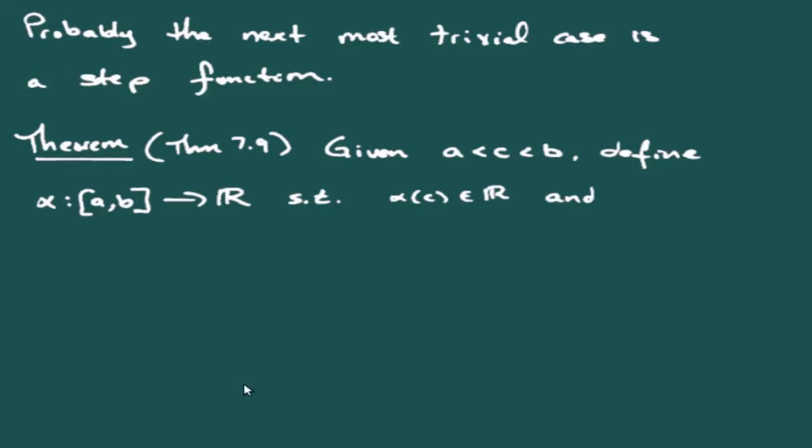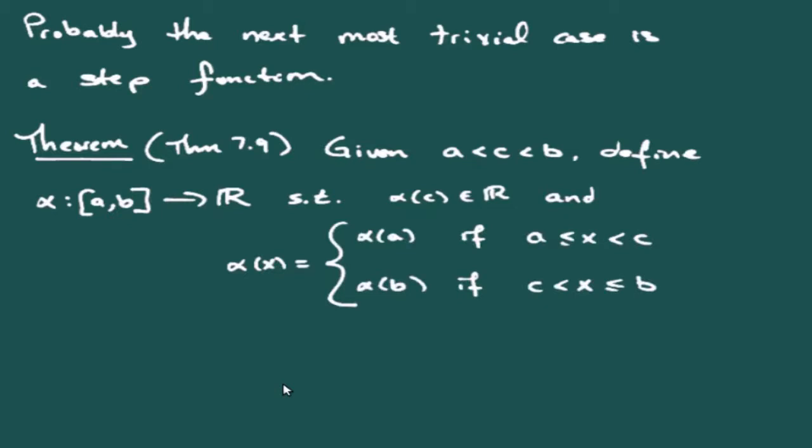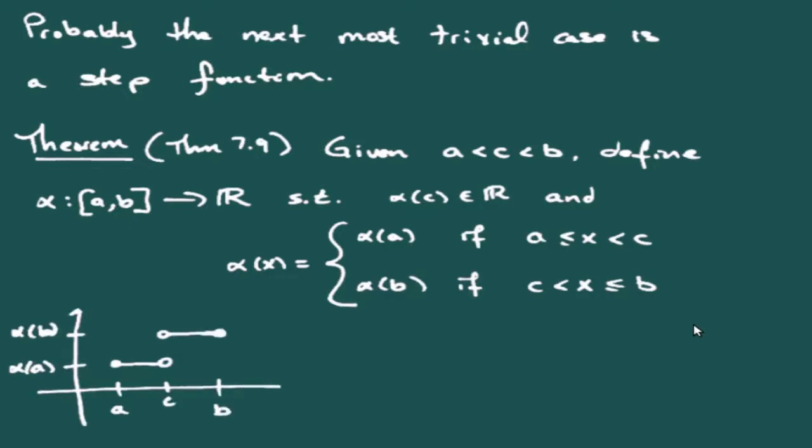And then for anything to the left of c, it's the same as the function value at the left endpoint, alpha of a. And anything to the right of c is going to be the same as the function value at the right endpoint, alpha of b. And so the graph of that looks something similar to what we have here: we're constant to the left of c, we take a step at c, then we're constant to the right of c, and we've got some alpha of c defined somewhere in that interval. We don't really care too much what it is.